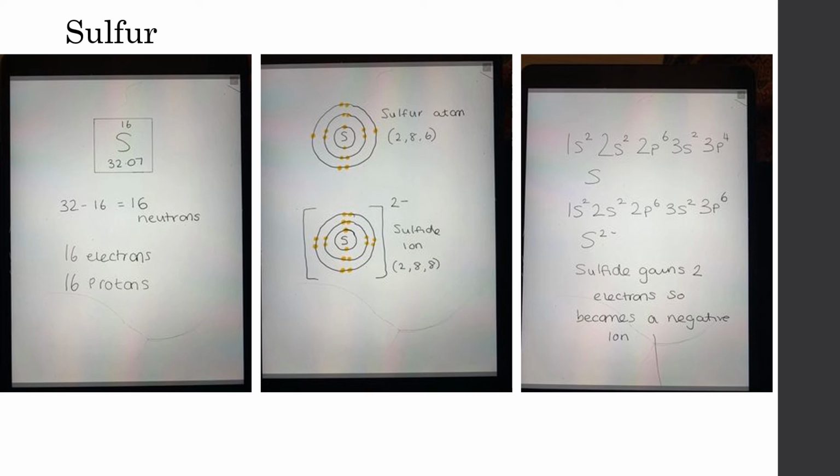When it becomes an ion there, we have gained 2 electrons. So when we gain electrons, it becomes negatively charged. So it's 2, 8, 8, and because we've gained 2, it's 2 minus. And then on the last picture, we've got at the end 3p4 and 3p6. Because it's gained those 2 electrons, that's why it becomes 3p6.